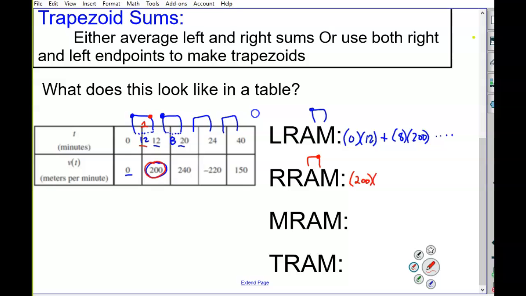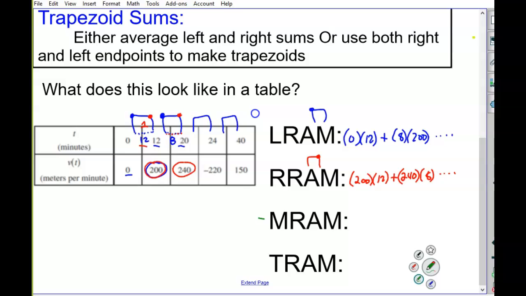So 200 times 12 plus the next one would be 8 times 240. And then you would keep going on. Now this is not a good one. This example is not good for midpoint.